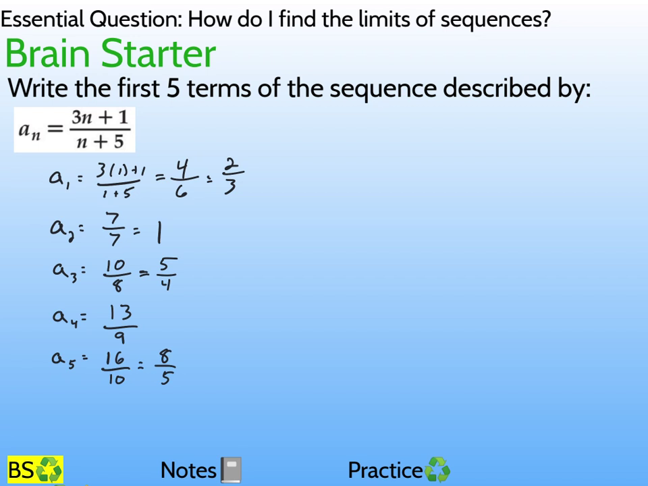Now, if we were trying to figure out a limit as this approached infinity, well, quite frankly, I don't really know where it's going. 2/3, 1, 1.25, it just keeps getting a little bigger each time. We could try plugging in huge values of n, but that would get a little messy. Let's figure out an algebraic way instead.